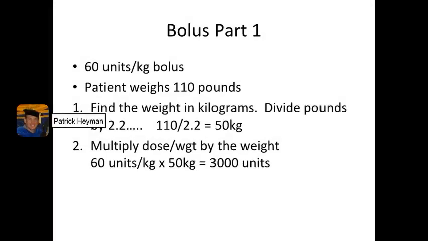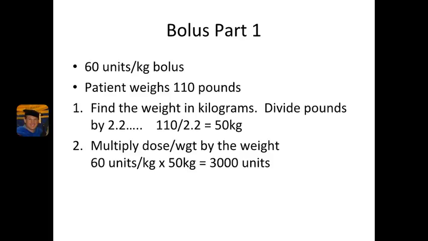So here's a sample order for the bolus. A 60 units per kilogram bolus. Our patient weighs 110 pounds. So first we're going to have to find out the weight in kilograms. So we're going to divide the pounds by 2.2. So in this case, 110 divided by 2.2 is going to give us 50 kilograms.